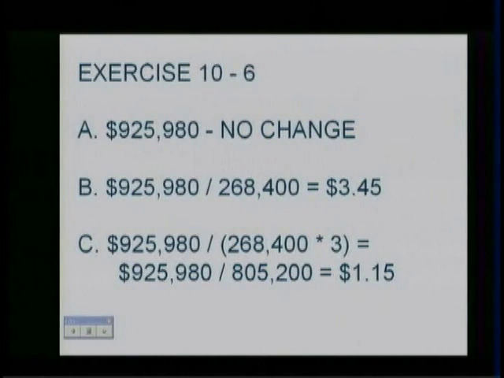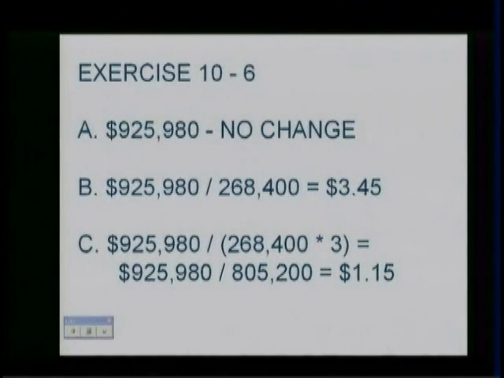In exercise 6, continuing down on page 370, it says during the year 2004, Gluco Inc. split its stock on a 3-for-1 basis. In the annual report for 2003, the firm reported net income of $925,980 with an average of 268,400 shares of common stock outstanding for that year, and there wasn't any preferred stock. The first part asks what was the reported income for that company for 2003. Well, the income stays the same regardless of the stock split, so there's no change in their income.